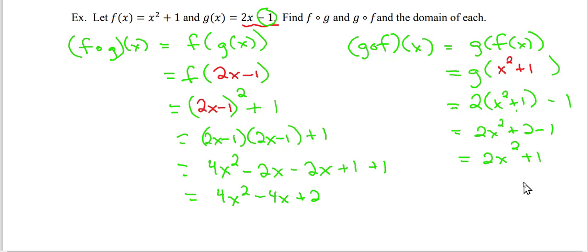So that is those two compositions. That's how composition works. You're literally plugging a function into the other function in place of the x for that function.